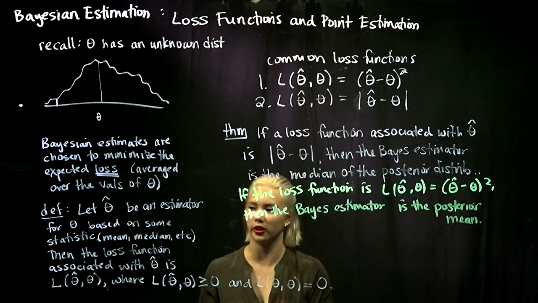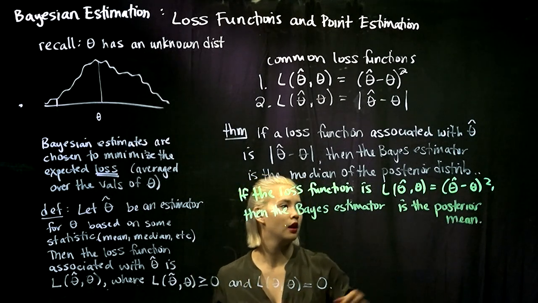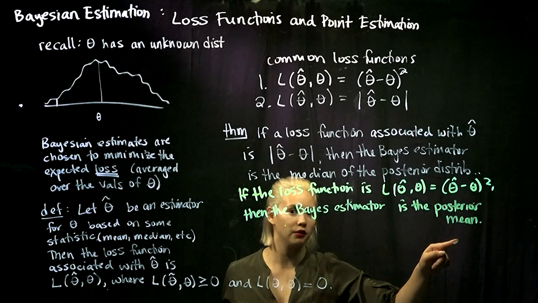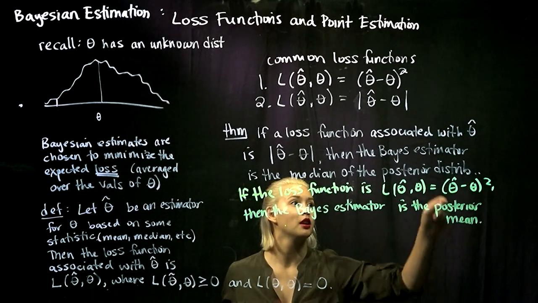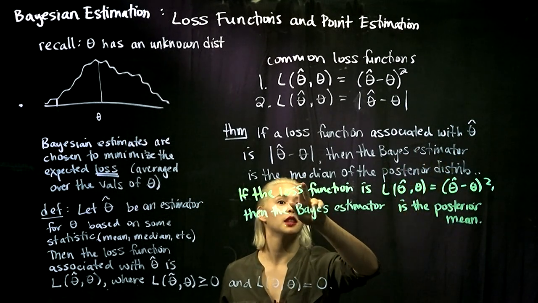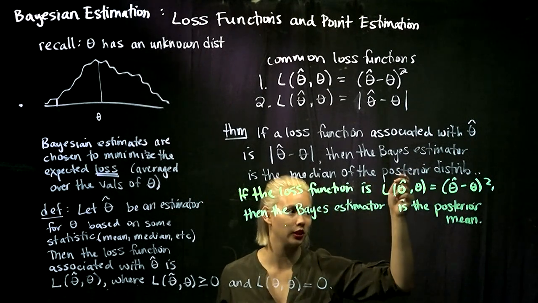So when I say the posterior mean or the posterior median, the posterior mean is the mean of the posterior distribution. The posterior median is the median of the posterior distribution.